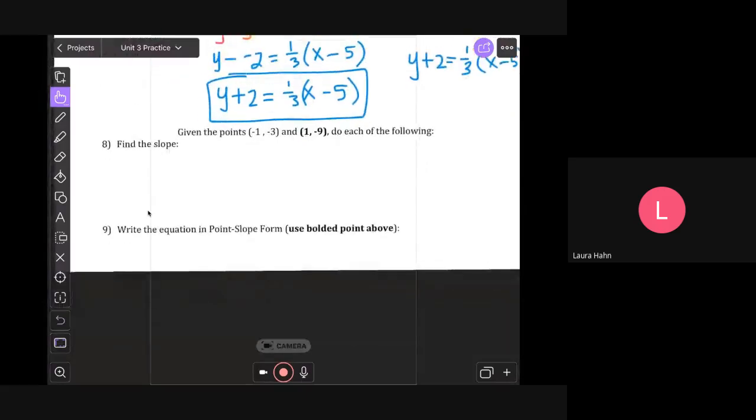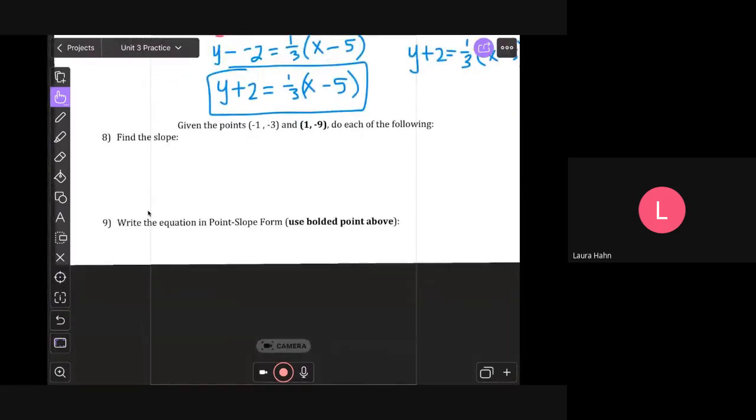Okay, new problem. We have 2 new points, and given these points, do each of the following. So we're going to use these 2 points to answer the next few questions. First, it says find the slope. If you wanted to make a table from this one, since these numbers are not as ugly, that's fine, but I'm going to practice doing the formula again.